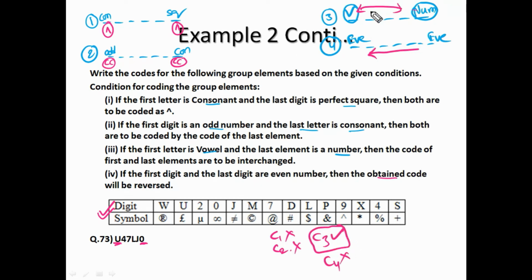According to condition 3, both their codes are to be interchanged. What is the code for 0? 0 code is infinite. Write it in the first place. Code for U is pound. Write it in the last place. What about the remaining? Code them as they are. Write the codes for those elements as they are: 4 percentage, 7 at the rate, L dollar, and J is not equal. That is the answer.